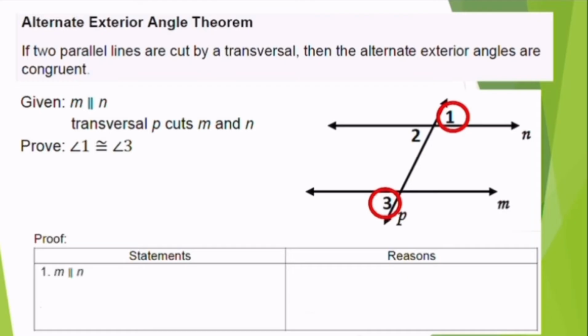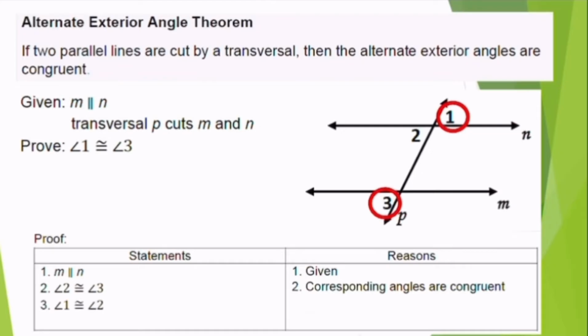So for our first statement, line M is parallel to line N. The reason here is given. Next statement, angle 2 is congruent to angle 3. The reason here is corresponding angles are congruent. Next, angle 1 is congruent to angle 2. The reason, the vertical angles are congruent.